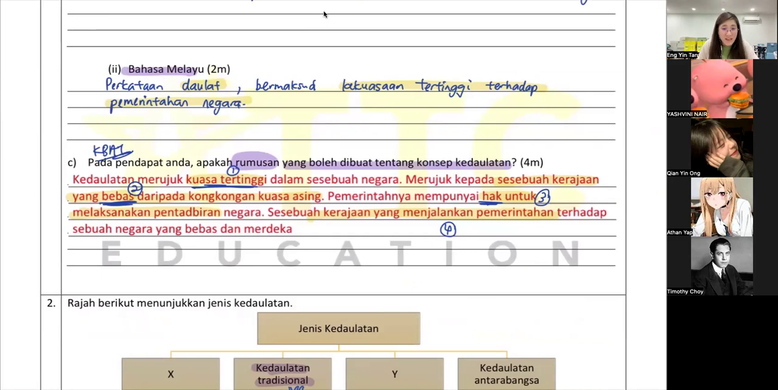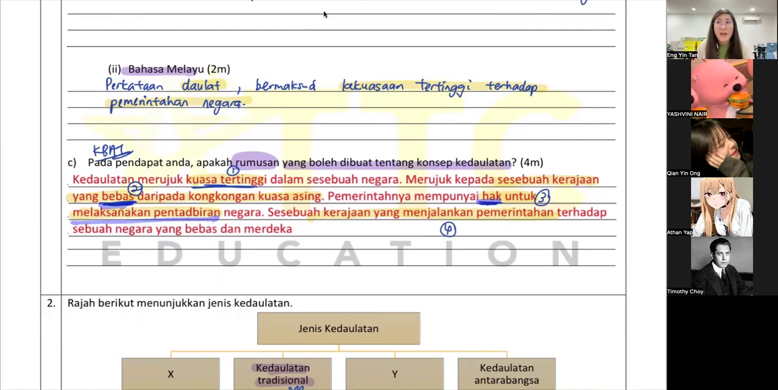Everyone here for part C, yes, I know you guys will say, wow, teacher, this one K-part. But chill first. Read the question. Apakah rumusan yang boleh dibuat dengan konsep kedaulatan? They're asking you to make rumusan. What is rumusan? From what you learned in BM, rumusan means a conclusion, summary. So this looks very difficult, but actually they just want you to briefly explain the whole concept of kedaulatan. So as long as you tell me, okay, teacher, kedaulatan is kuasa tertinggi, 1 mark. Kedaulatan is talking about the power to control the government, 1 mark. See? The rights to control the government.